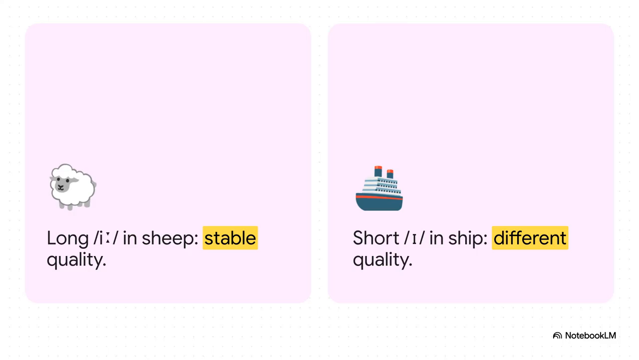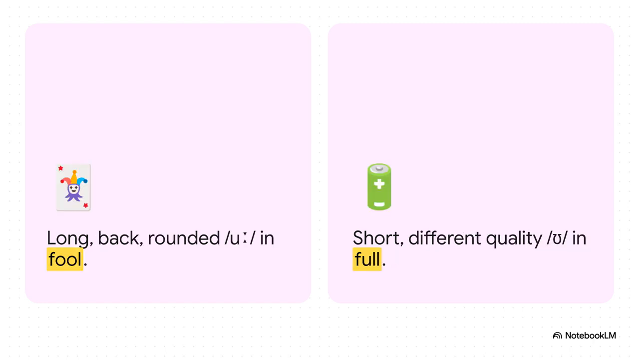Let's look at a classic exam contrast, sheep versus ship. The long vowel in sheep isn't just held for a longer time than the short vowel in ship. Duration alone is just not enough to distinguish them. The actual quality of the vowel changes entirely. Like the physical position of your mouth completely shifts. It's sheep versus ship. Here's another super essential contrast for your exam, fool versus full.